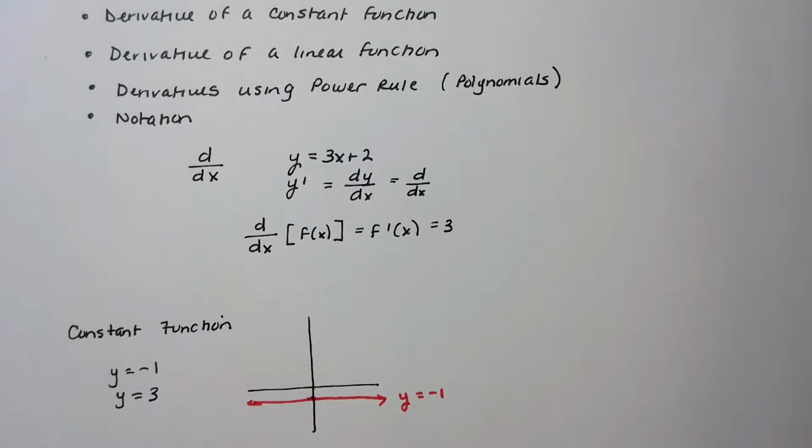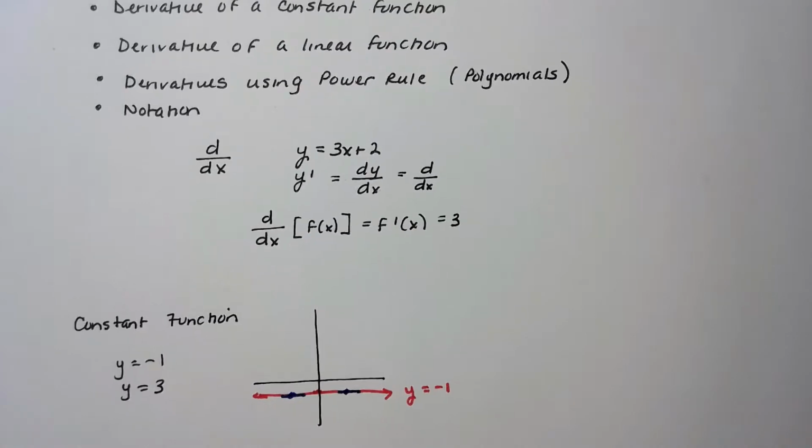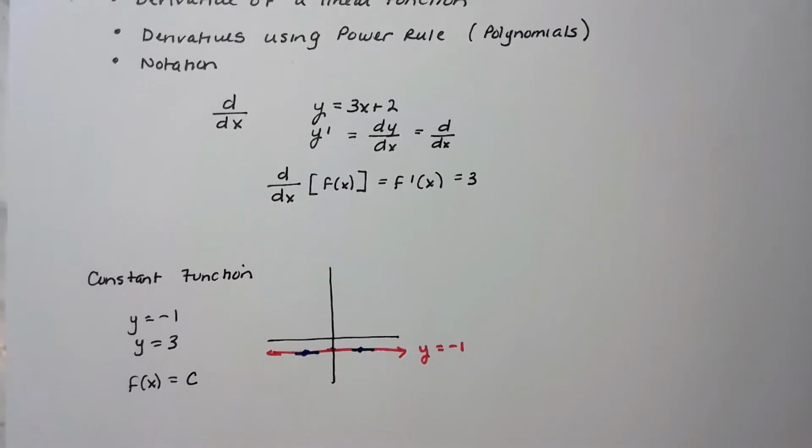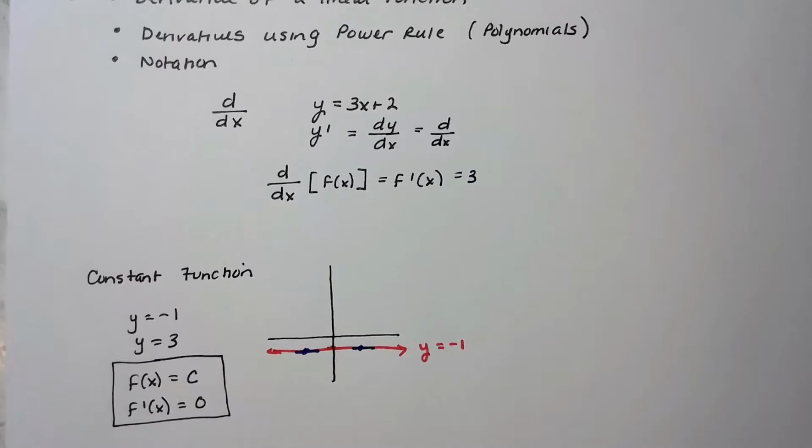It's -1. So the idea is that the derivative of any constant function is 0, because if I draw a tangent line anywhere along this, it's going to be a flat line, a horizontal line, the tangent line would be. And so that means that the tangent line has a slope of 0. So since the slope of the tangent line is 0, we would say that the derivative of this constant function, so if f of x equals some constant, we'll call it c, then we know that f prime of x is equal to 0. Okay, so that's the constant function rule.